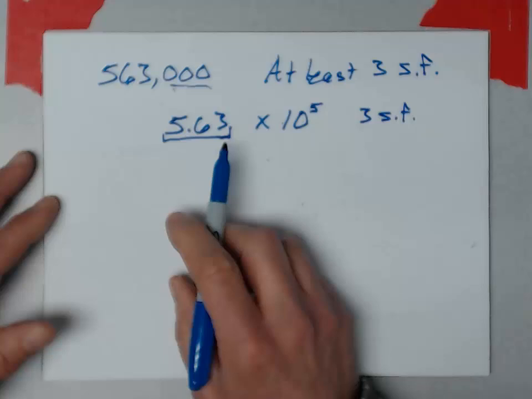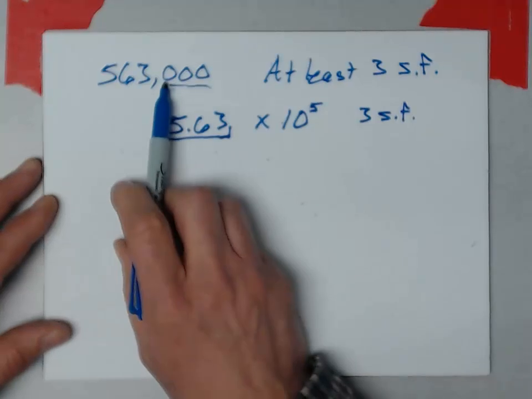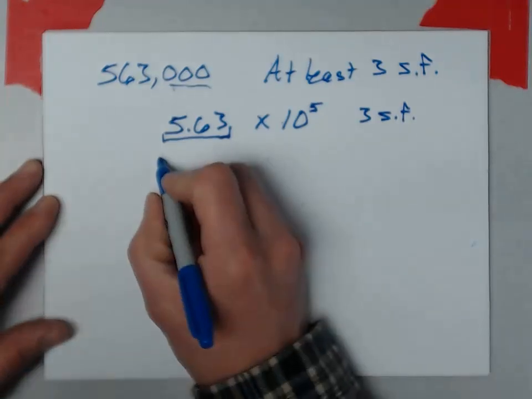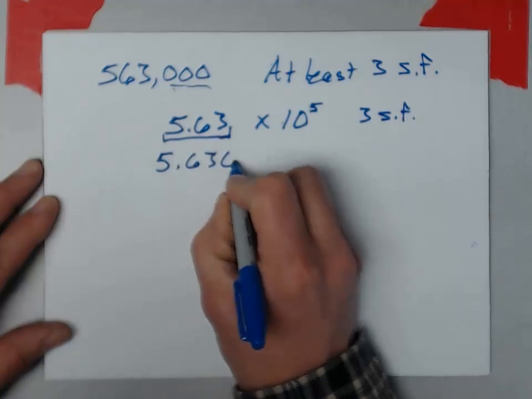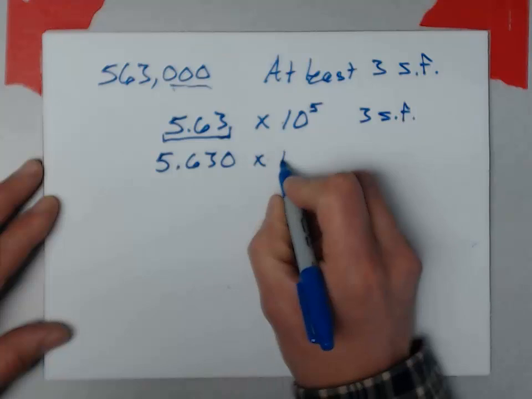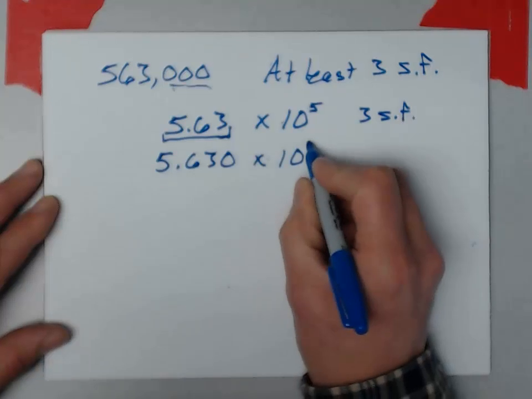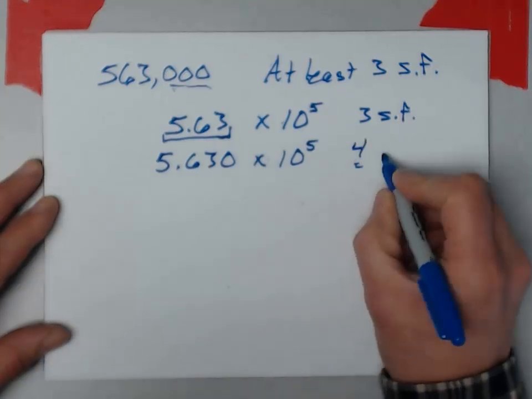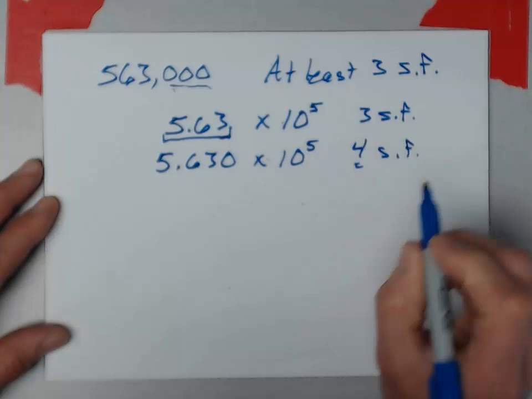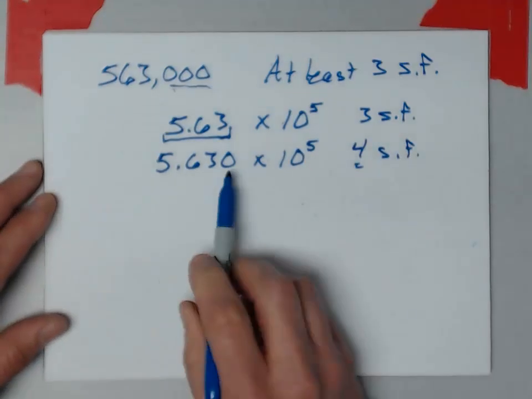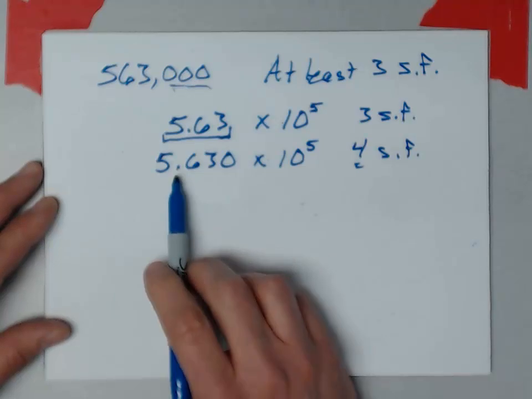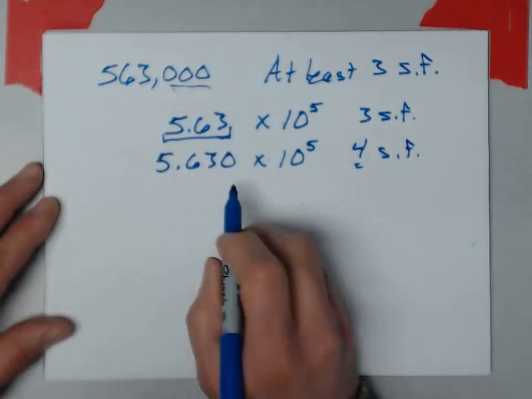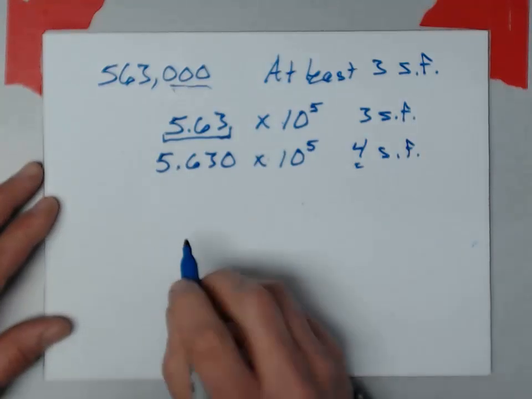If the number happened to have 4 significant figures, for instance, that 0 was also significant, 5.630 times 10 to the 5th, that has 4 significant figures. And so in this case, that 0 is significant. It's to the right of a non-zero digit after a decimal place. And those zeros are considered significant.